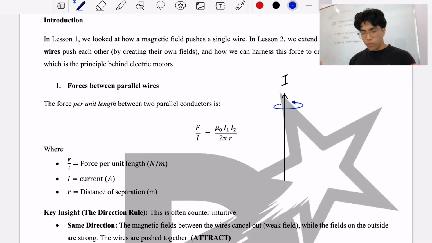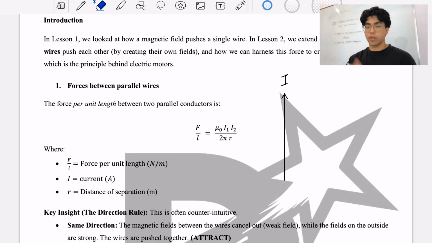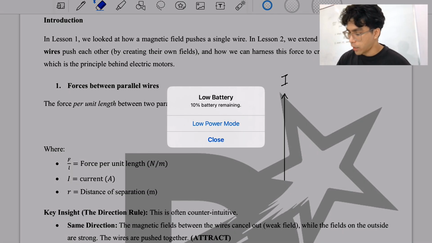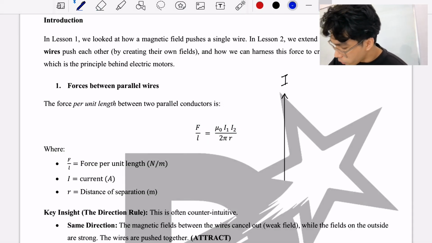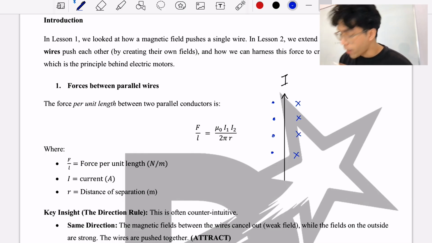And the way we denote that on a 2D piece of paper is by drawing dots and crosses. So if you use your right hand grip rule, you can see that if I point my thumb upwards, my fingers are going to point towards me or out of the page on the left hand side and into the page on the right side. Okay? So out of the page on the left hand side and into the page on the right hand side.